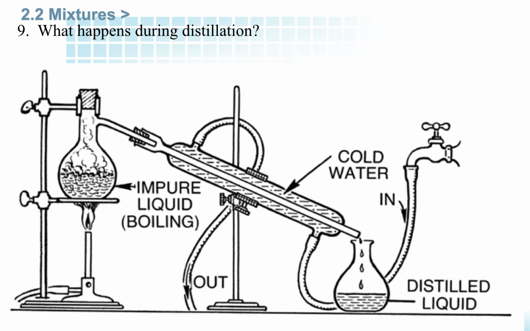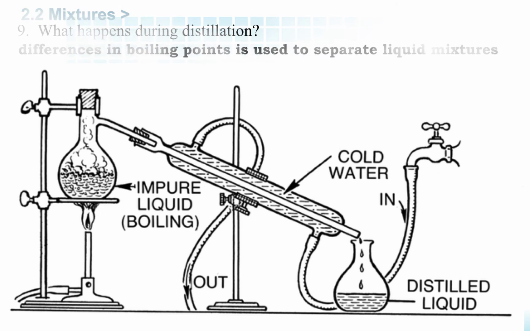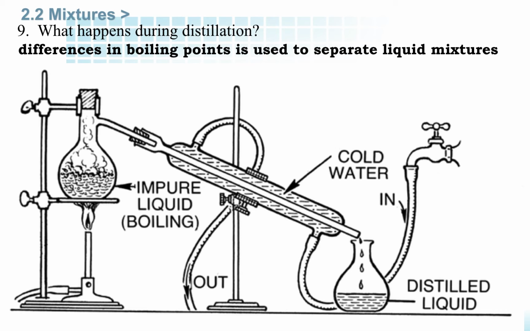What happens during distillation? Where filtration is used to separate solids from liquids, distillation is used to use differences in boiling points to separate liquid mixtures. So let's say we have an impure liquid mixture, and then you heat it. One of the substances in the mixture will have a lower boiling point, so that will boil off first. So above the flame, you have the flask, you have the mixture. The vapors are going to be the first impurity that comes out.